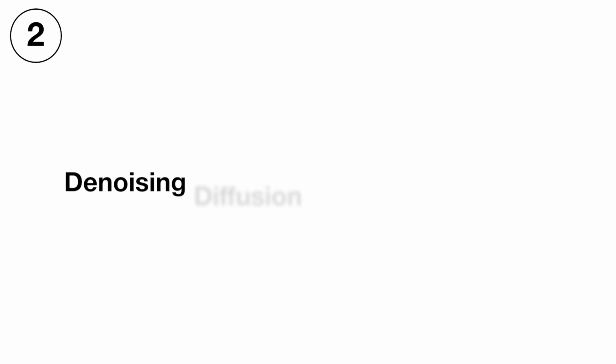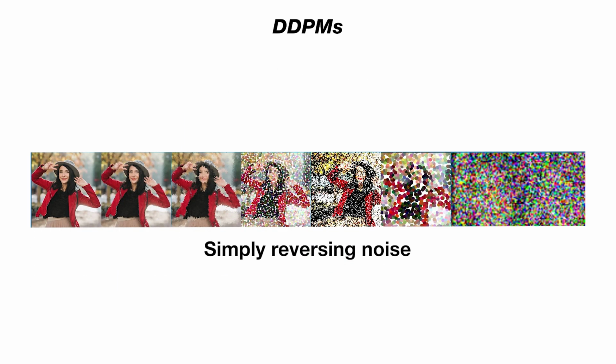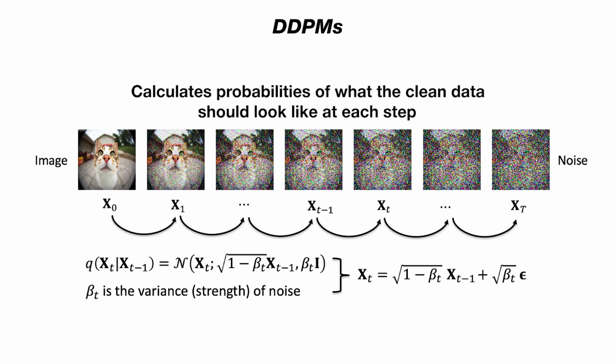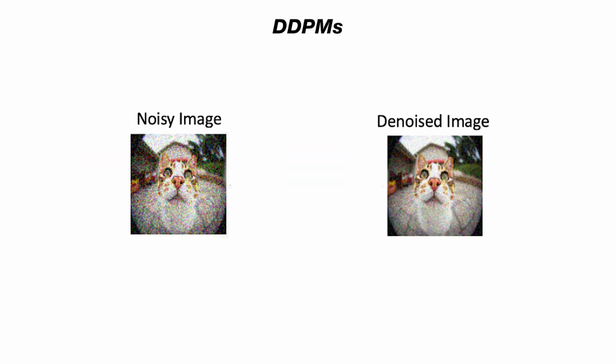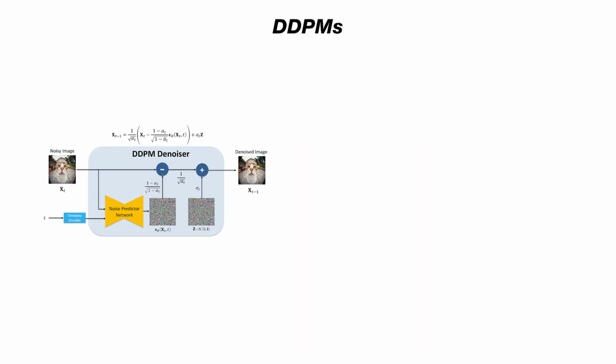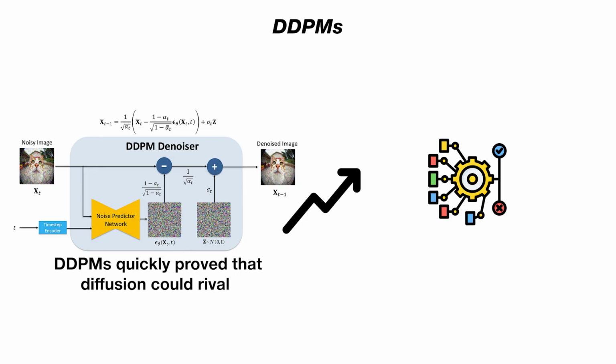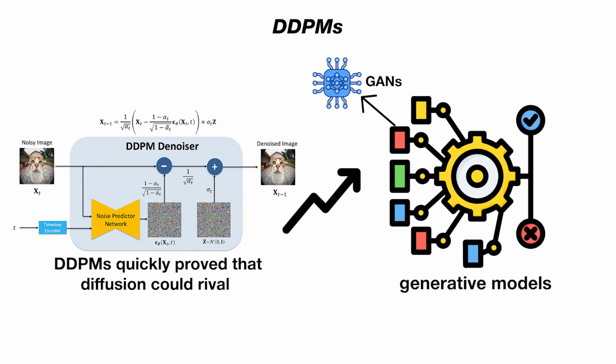Next up, denoising diffusion probabilistic models, or DDPMs, were the first major breakthrough in modern diffusion. They apply probabilistic rules to denoising. Instead of simply reversing noise, the model calculates probabilities of what the clean data should look like at each step. The result is image generation with remarkable quality, capturing fine detail and realistic structure. DDPMs quickly proved that diffusion could rival and even surpass older generative models like GANs.